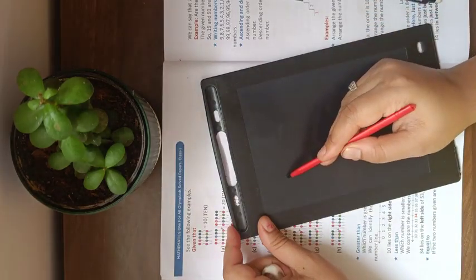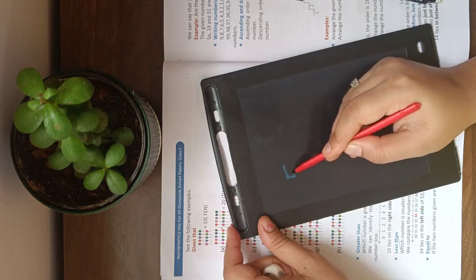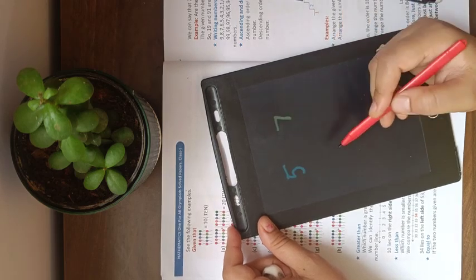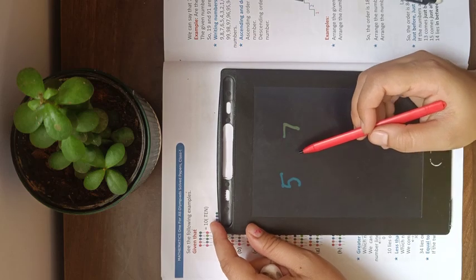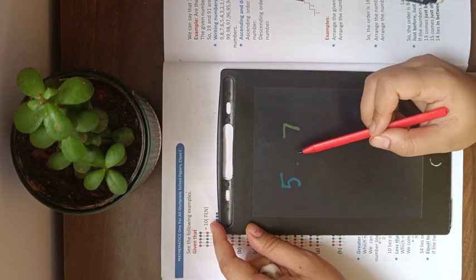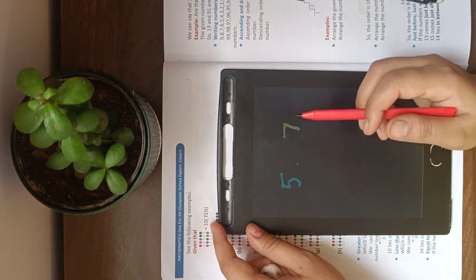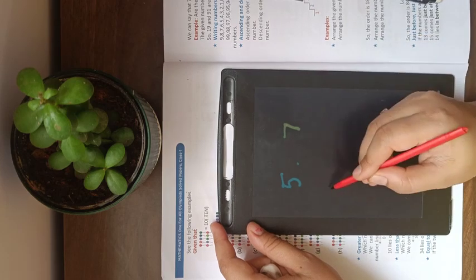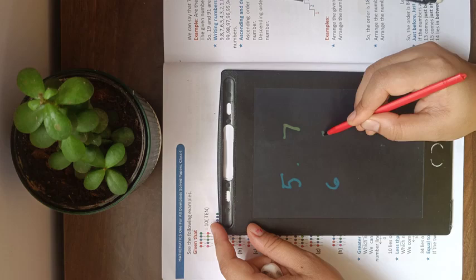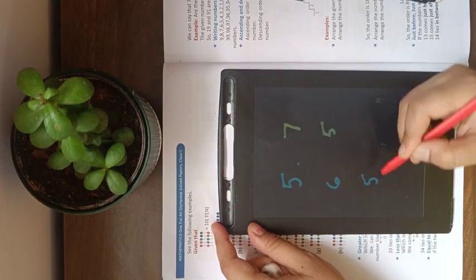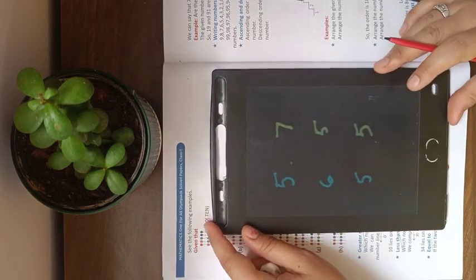So we have two numbers like 5 and 7. When we need to compare these two numbers, we need to put the greater than sign or the less than sign or the equal to sign. These are the three ways.